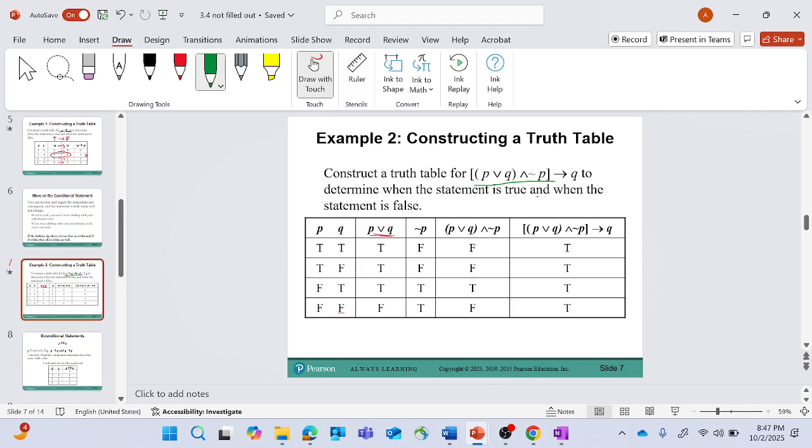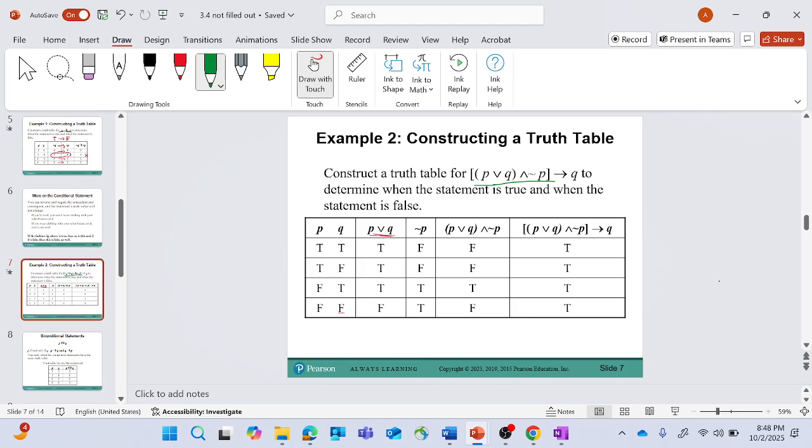All right. So the P or Q and the not P, they both need to be true at the same time. And if you look at these two columns, that only happens in that third column. That's where the rest are false, and that one's true. Because they both need to be true, and that only happens once on that third row.